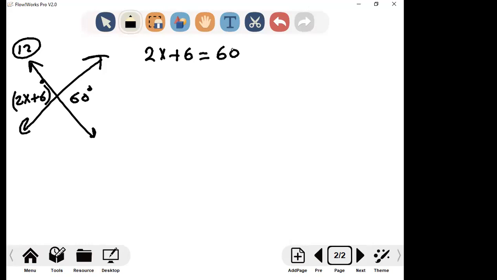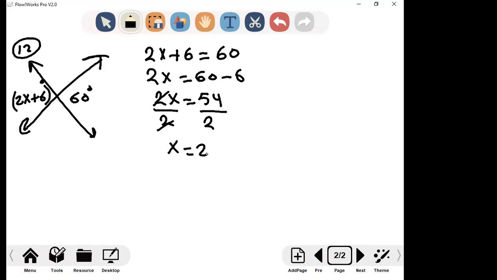So here just shift, divide, and find the value of x. 2x equals 60 minus 6. 2x equals 54. Divide by 2 on both sides. x will be 27.